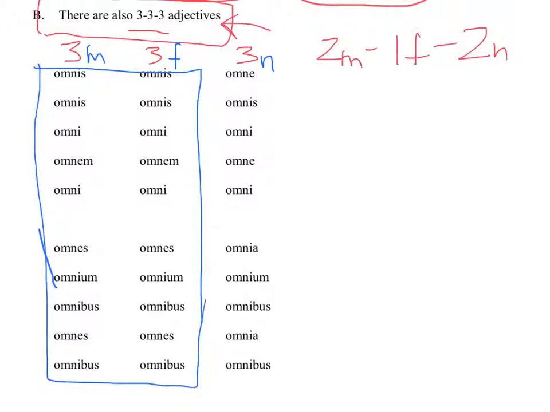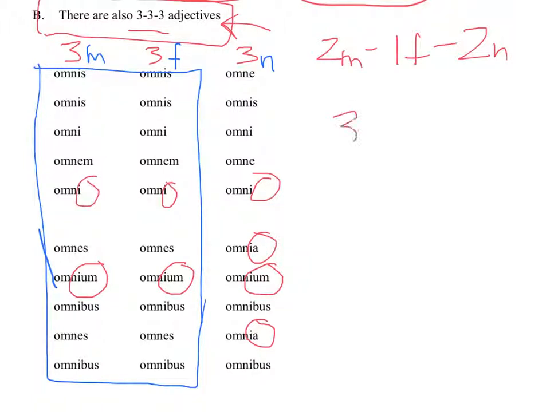It may be surprising to you, based on your knowledge of third declension so far, that this has an I, and this has an I, and this has an I. That makes it an I stem. This has an I, this has an I, and the ablative singulars all have an I. This is what distinguishes adjectives of the 3-3-3 variety from your regular old noun of the third declension variety.